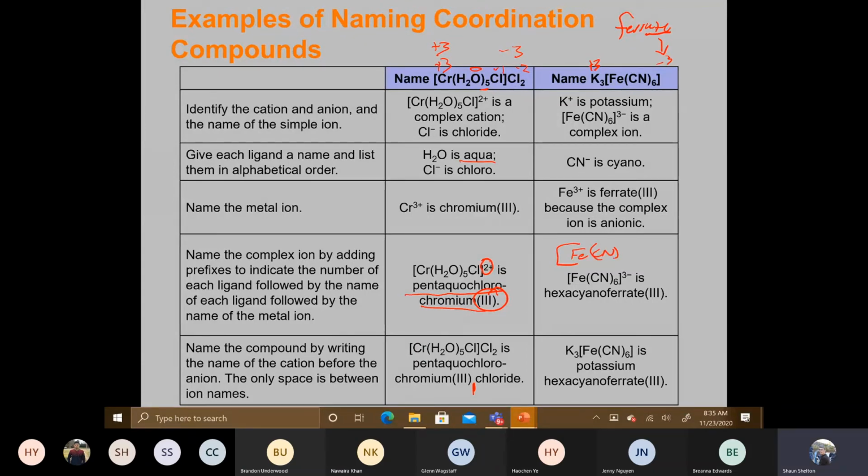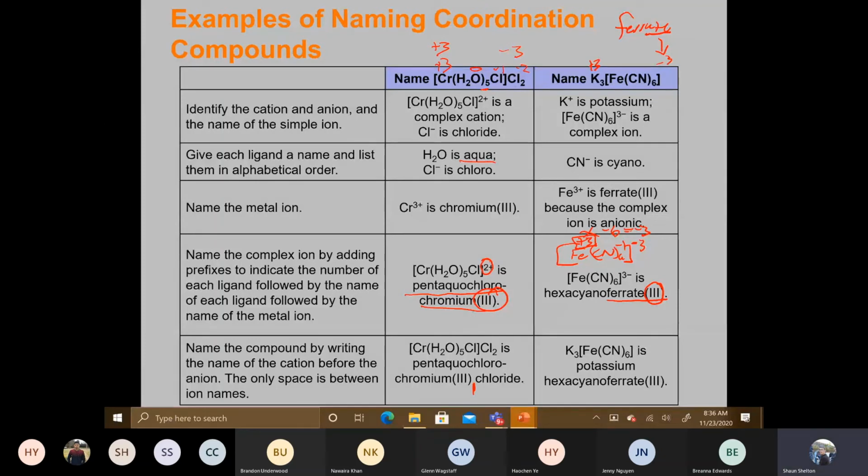You have 6 of the cyanides. The overall charge is -3, so you set that equal to -3. Cyanide is -1. There's 6 of those, which means this is -6. What plus -6 equals -3? Well, X has got to be +3, and that's the charge of the iron. So we have iron with a +3 charge. So you have hexacyanoferrate 3, and the 3 comes from the fact that the charge of the iron is +3.